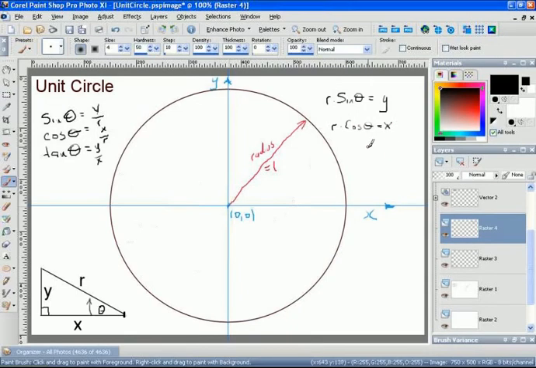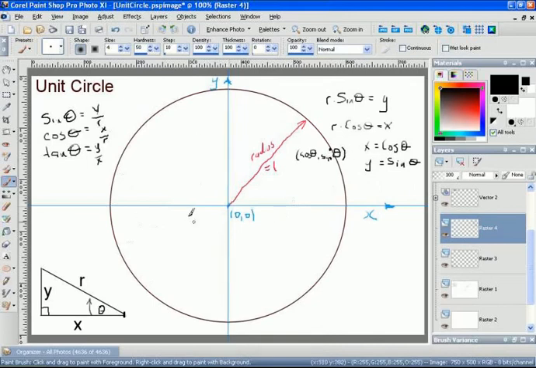Well, now we have a relationship between x and this expression here. And for a unit circle, we have r equal to 1, which basically simplifies to x is equal to cos theta and y is equal to sine theta. So, knowing this, any point along this curve is just equal to cos theta, comma, sine theta.